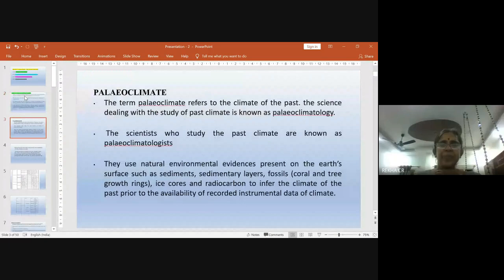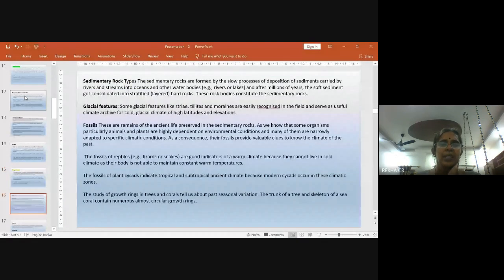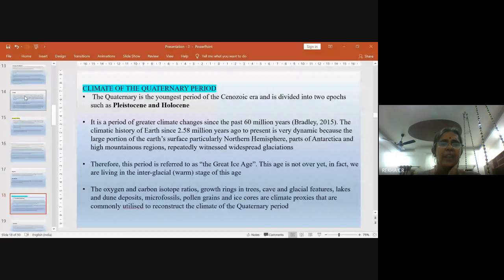In order to understand the past climate, paleoclimatologists use climate archives and proxies. The important climate archives are the historical data on past human activity and the rock layers, different rock layers, minerals and soil data, plant and animal remains, artifacts, etc. The geological record is the oldest data when compared to the historical and archaeological data, which includes the sedimentary rock, glacial features, fossils, ice cores, cave deposits, etc.